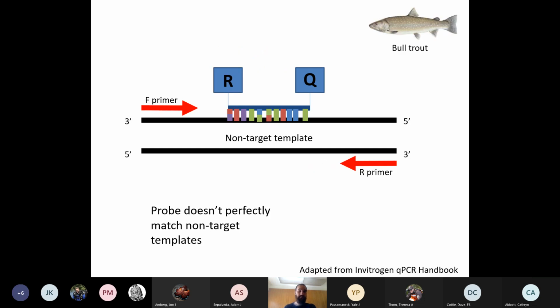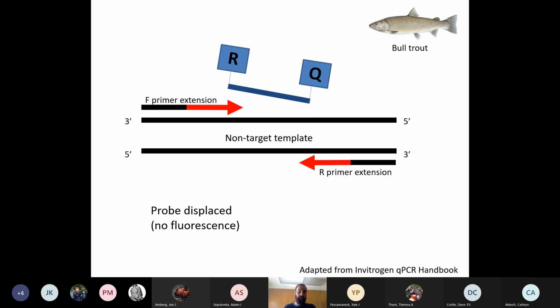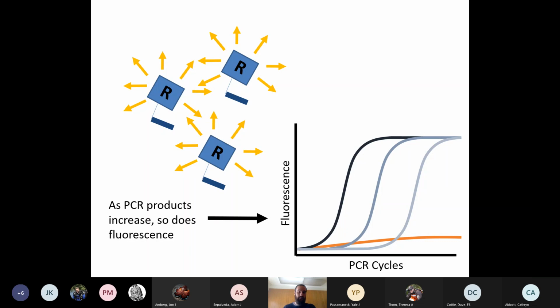Conversely, if we have some non-target species, for example, bull trout, this probe might sit down on the template, but because it's not bound to it with perfect affinity, it's just going to be displaced by forward primer extension, and we're not going to have a release of fluorescence. The result is that as we proceed with cycles of PCR, we have this characteristic sigmoidal curve of fluorescence when there's target DNA. So those are the gray-blue lines. But if there's just non-target DNA present, we're not going to get an increase in fluorescence.